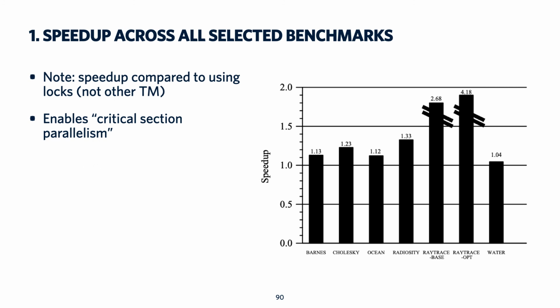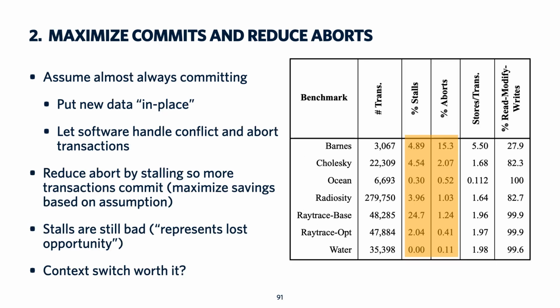So what they observed is that there's a speedup across all selected benchmarks compared to using locks. I found that pretty interesting because they compared it with using locks versus the other aforementioned transactional memory proposals. What they say is that this enables critical section parallelism, which means for the critical sections of the program, you can have more concurrent threads running simultaneously. In this case, the best performing one, which is Raytrace, had an average of 3.2 to 5.5 concurrent threads running, which is an increase, according to them.